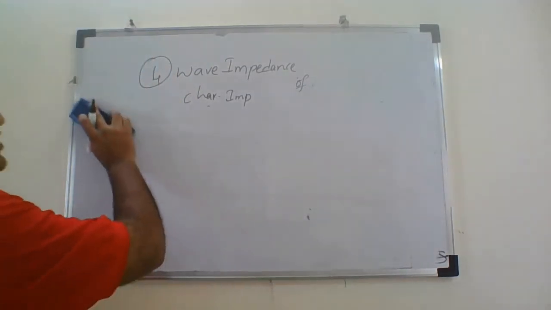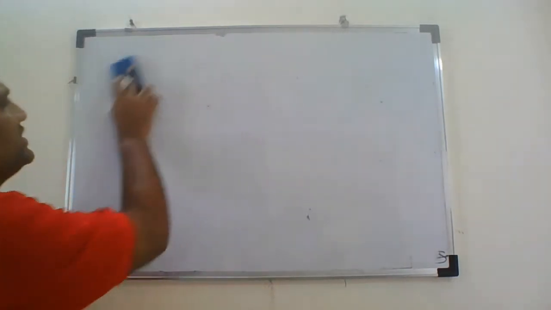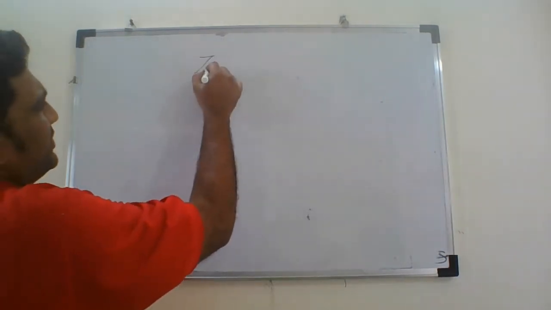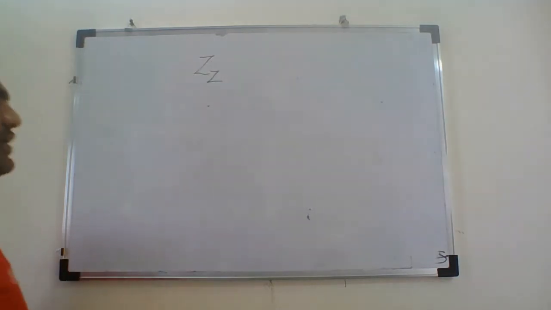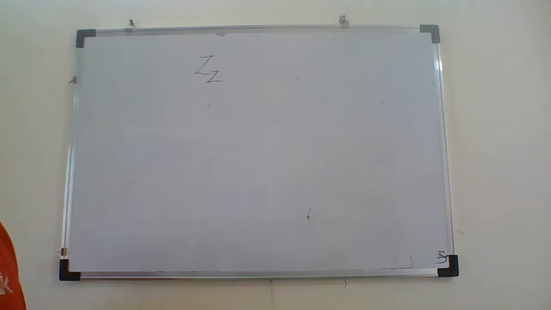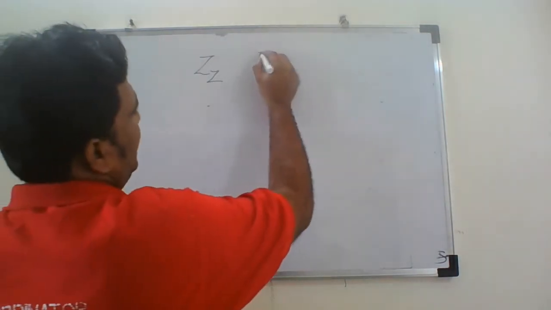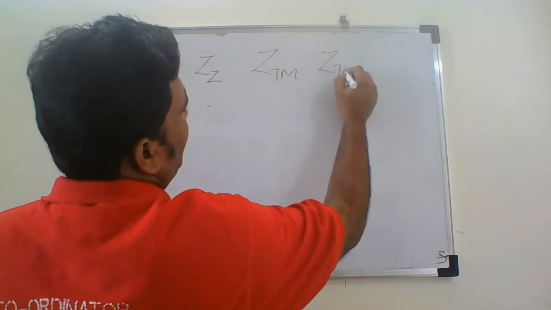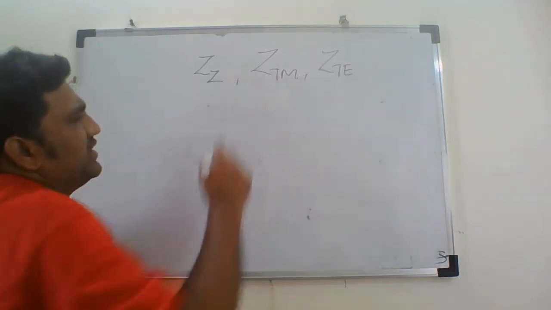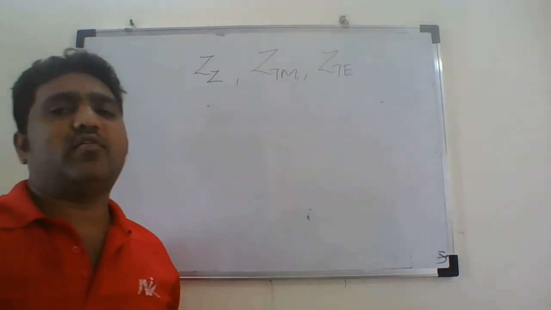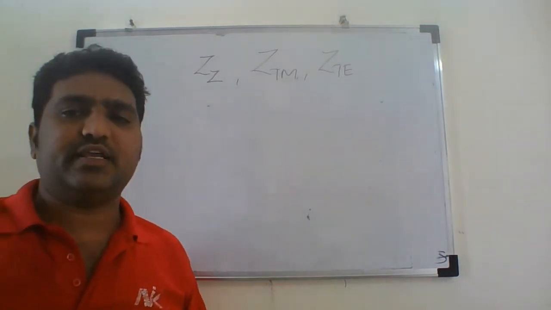Firstly, what is meant by wave impedance or characteristic impedance? What is the definition? In general, we represent this by a quantity called ZZ. If you are calculating it for TM mode, we write it as ZTM, and if it is for TE mode, we write it as ZTE.